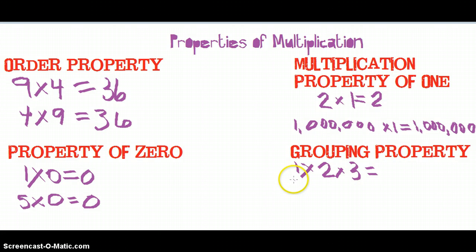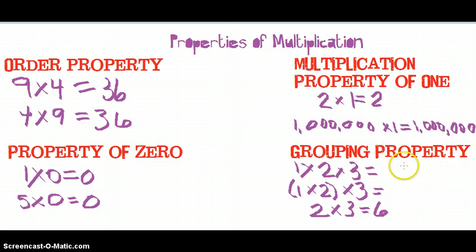So, if my problem is written like this, if I have 1 times 2 in parentheses, and then I multiply it times 3, 1 times 2 is 2 times 3 equals 6.